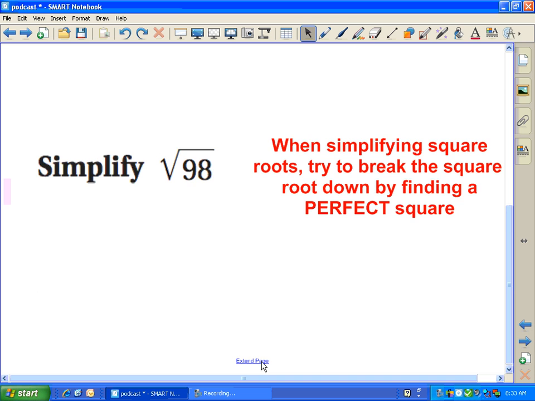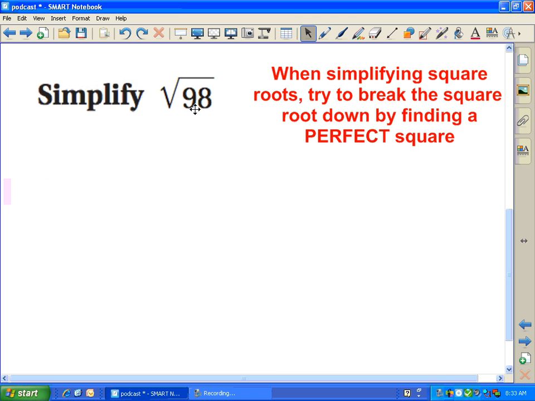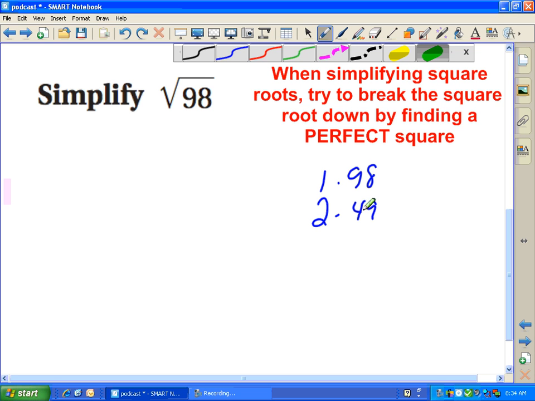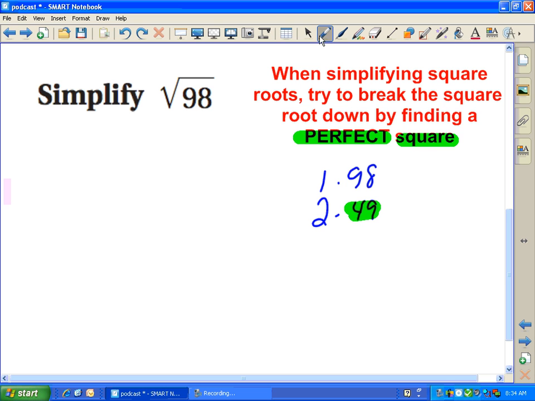All right, let's try another one. Simplify the square root of 98. I'm going to think of all the ways I can multiply to get 98. Well, I can do 1 times 98. 98 is an even number, so I can multiply 2 by something to get 98. I know that 2 times 49 is 98. I'm not going to go any farther because I know right now 49 is a perfect square. So I can multiply 2 times 49 to get 98.